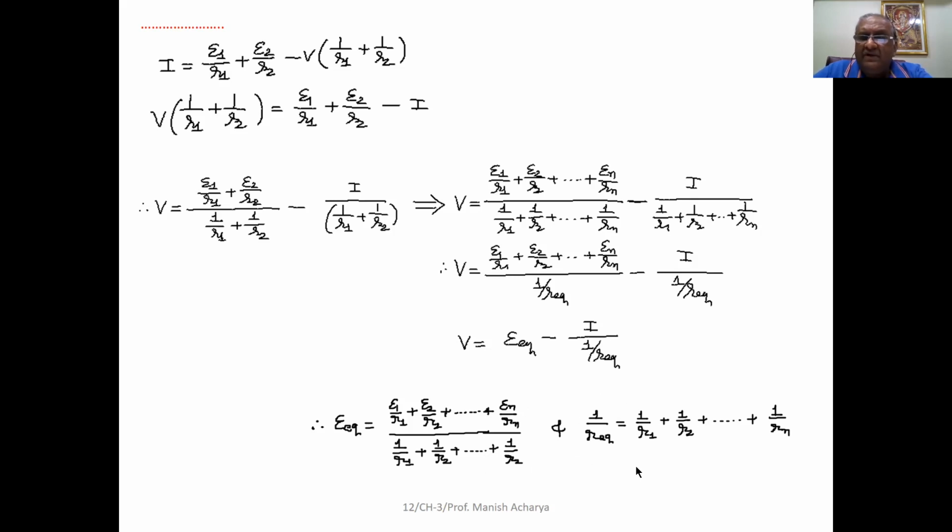And for the equivalent resistance, you can write the equation 1 upon R equivalent equal to 1 upon R1 plus 1 upon R2 up to 1 upon Rn. This is as per the parallel combination of resistors which we already discussed. Clear?